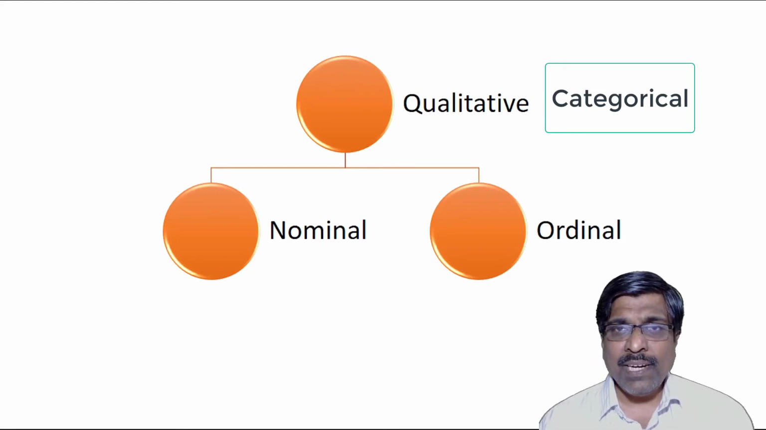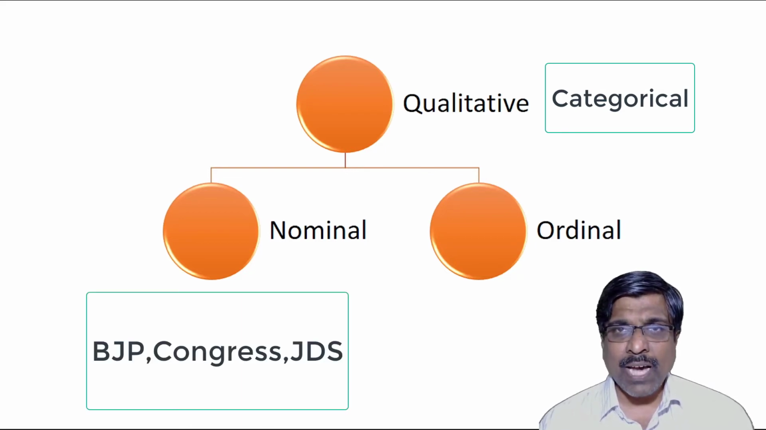Now what is nominal data? Nominal data do not have any predetermined categories. Let us take some categories as an example. Let's say in Karnataka we have 3 major political parties: BJP, Congress and Janata Dal. It is not predetermined that you have to put BJP first, Congress next and Janata Dal next. You can say BJP, Congress, Janata Dal, or you can say Congress, BJP and Janata Dal.